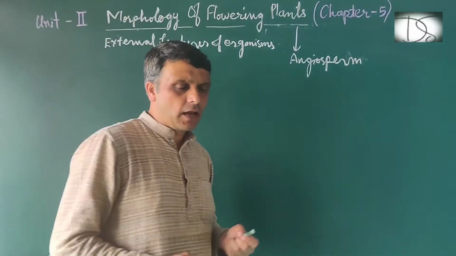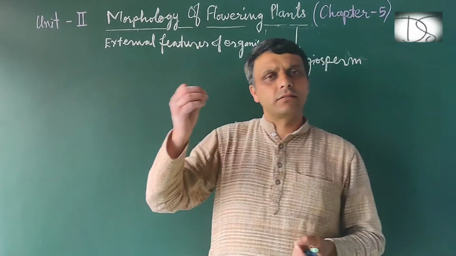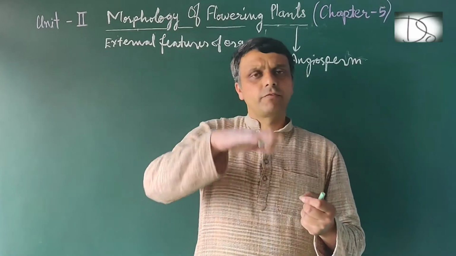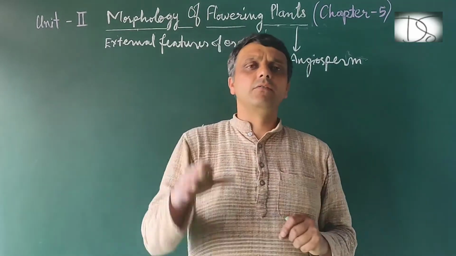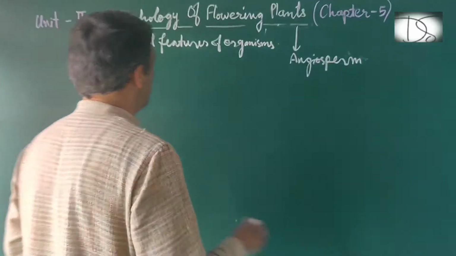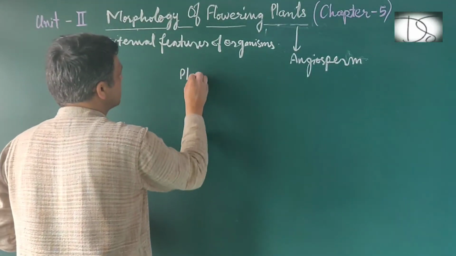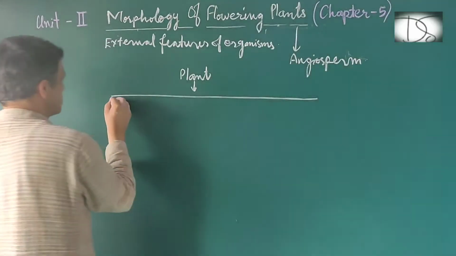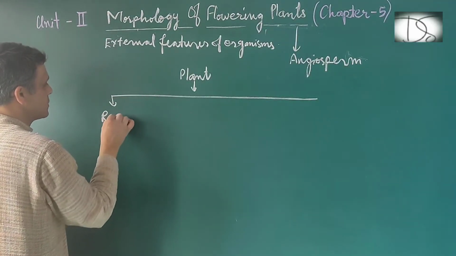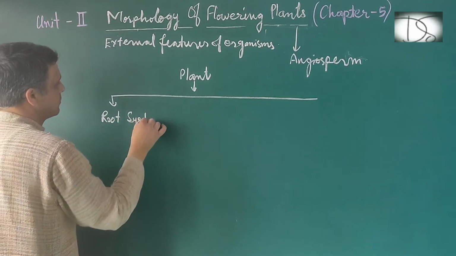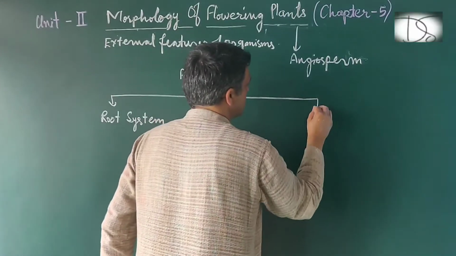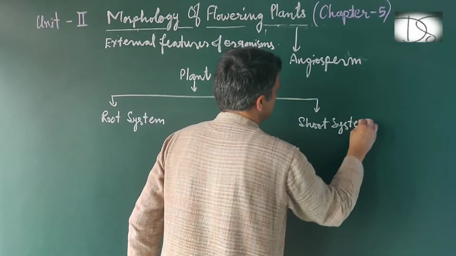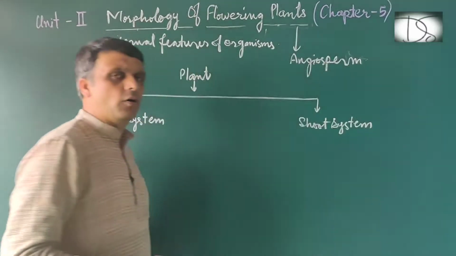We have been studying about the plants since our class 3rd or 4th, and the body of the plant was generally divided into root system and shoot system, as we all know. Plants have root system and shoot system. Obviously we all know this is root system and shoot system. About this we all are well aware.